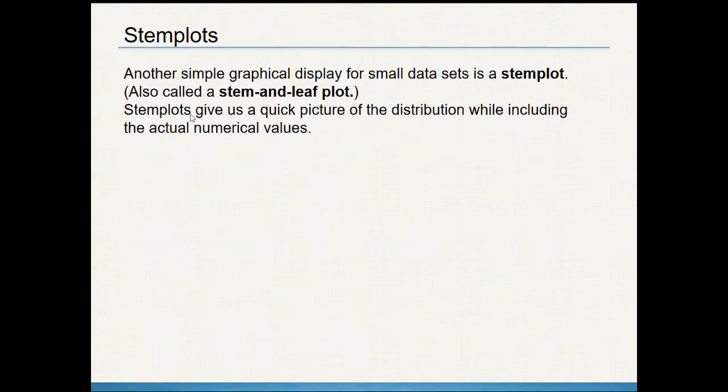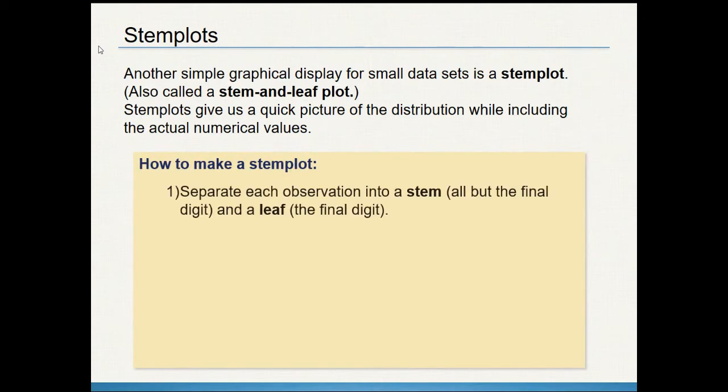Stem plots. Another simple graphical display for a small data set is a stem plot, also sometimes called a stem and leaf plot. Stem plots give us a quick picture of the distribution while including the actual numerical values. How do we make it? We separate each observation into a stem, all but the final digit, and the leaf, the final digit. So if we're talking about 175, 17 would be the stem, and 5 would be the leaf.